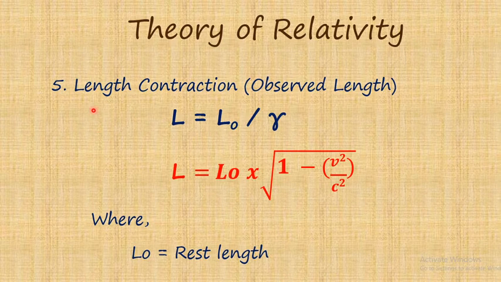Next we have length contraction, observed length. This is the formula: L equal to L naught divided by gamma. So L equal to L naught into root over 1 minus v square divided by c square, where L naught equal to rest length. Let's move to the next one.